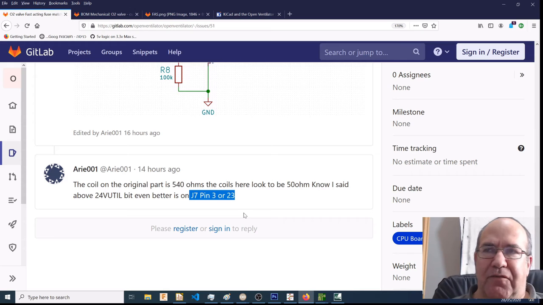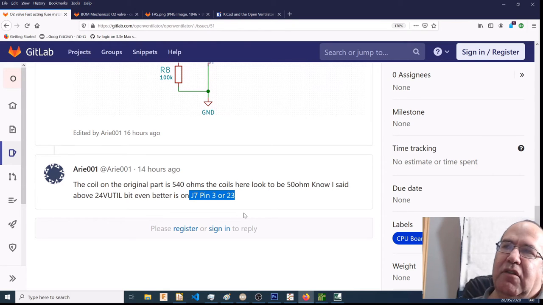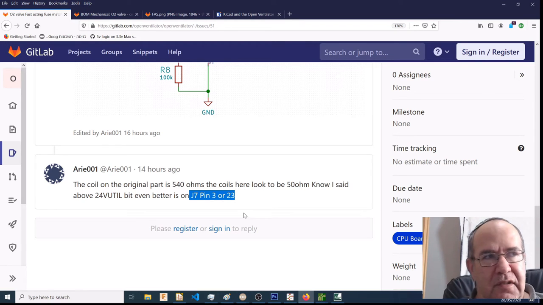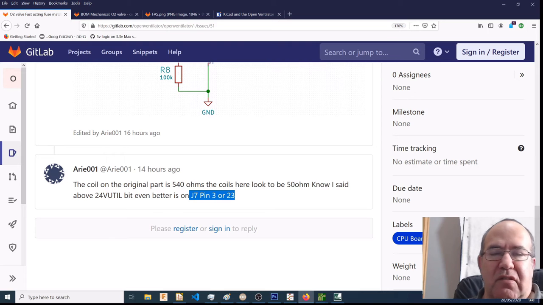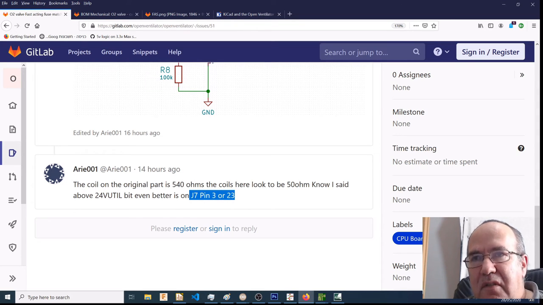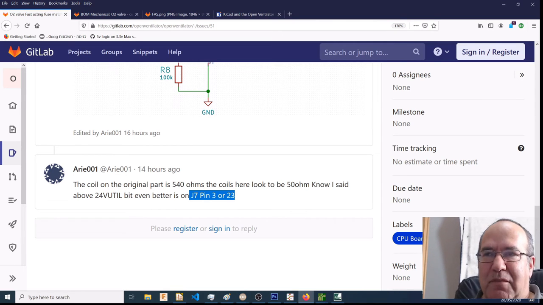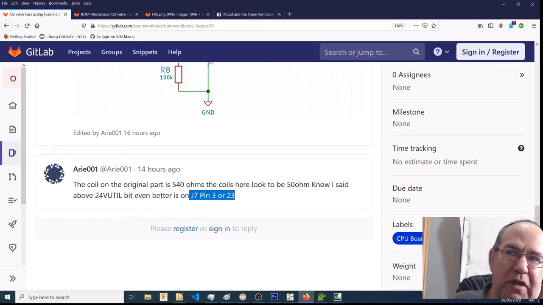So 14 hours ago my comment was the original part had, I'm not sure if it's a 540 or 140 ohm coil, because there are two versions of this, that would have less current. And here the replacement coils have 50 ohms. So 50 ohms on 24 volts is 500 milliamps, give or take. So I was saying that you're better off taking it off 24 volt util, or use J7, pin 3, or pin 23.